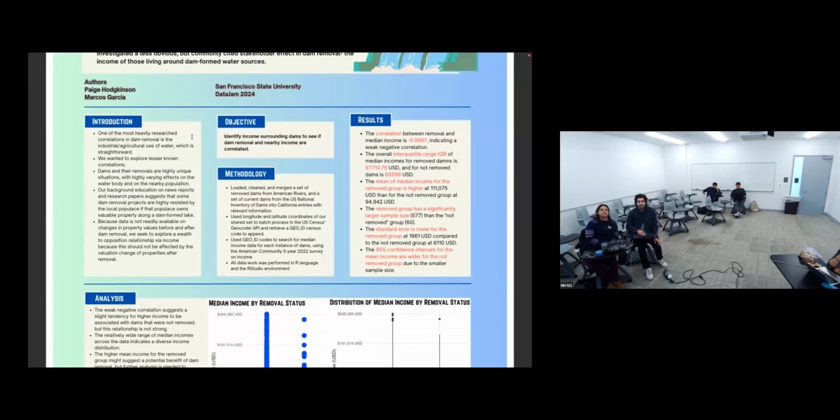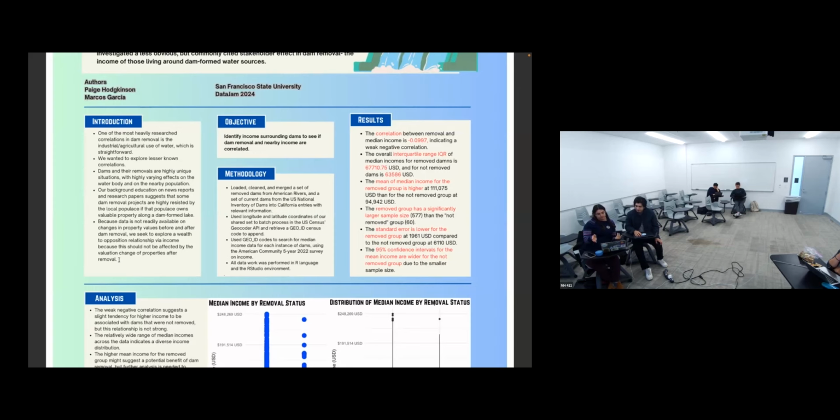The reason why we specifically chose income is because we wanted to explore that wealth relationship. But we couldn't use property values specifically because we would have to use different property values from across many different years to correlate with the removal years of dams. So that just got kind of unfeasible. And we wanted to see that through income.